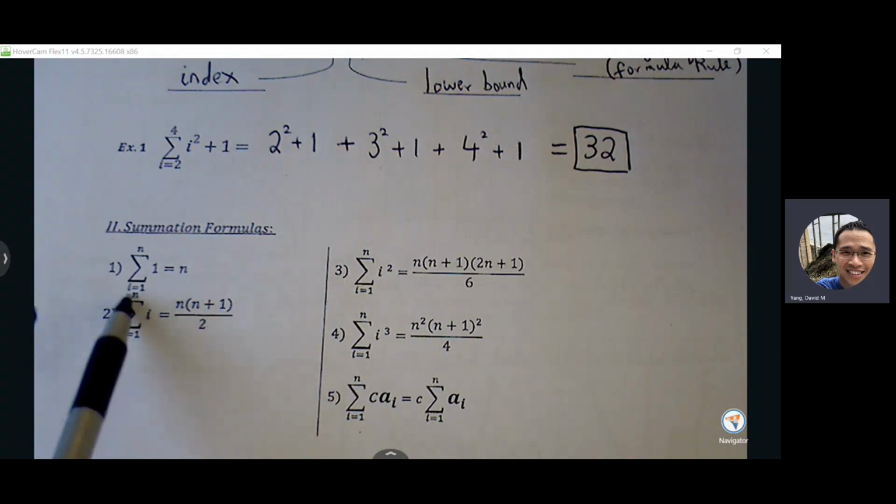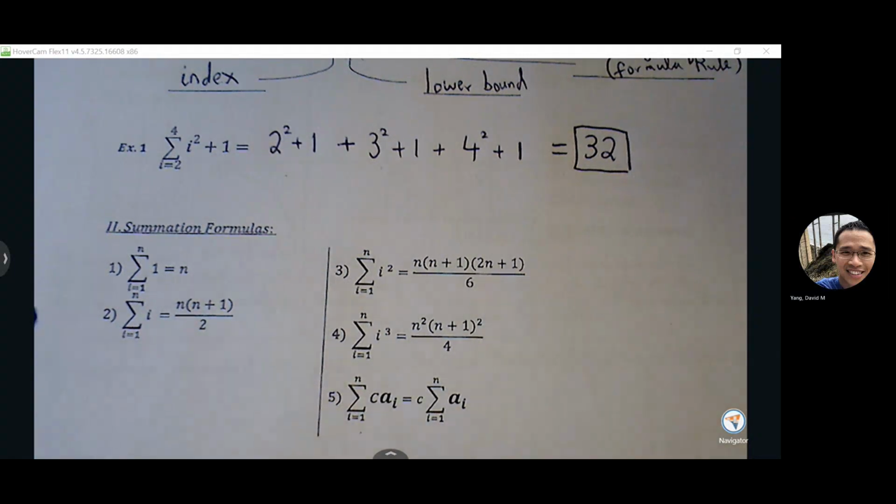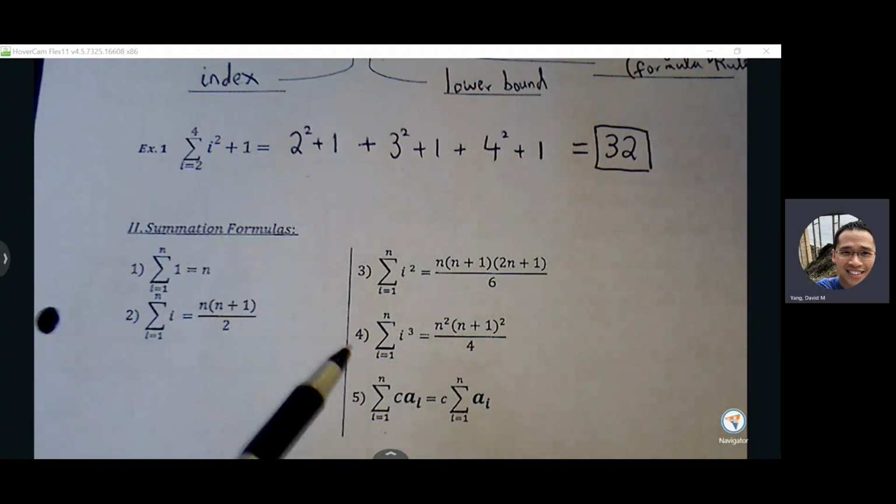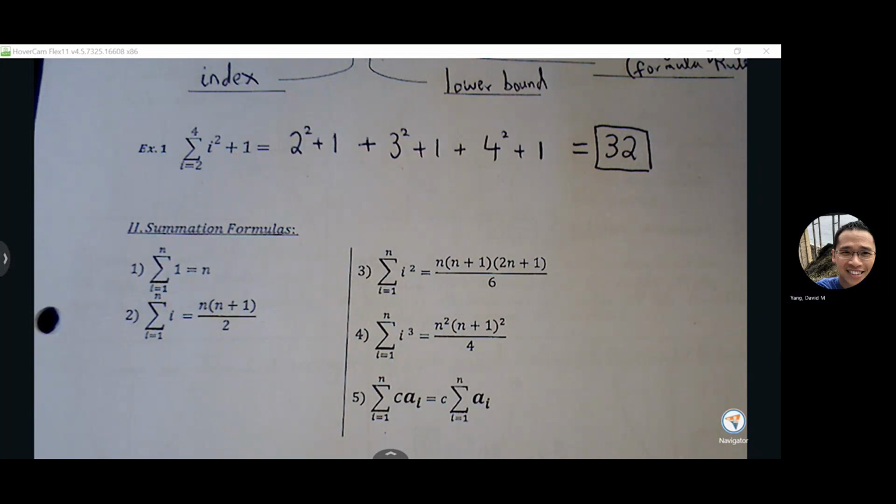Okay, so it has to fall under specific rules and it has to fall with the lower bound starting at 1. So we're going to apply or practice using these summation formulas, and we're going to see how these formulas are going to be helpful as we move into Thursday and Friday.